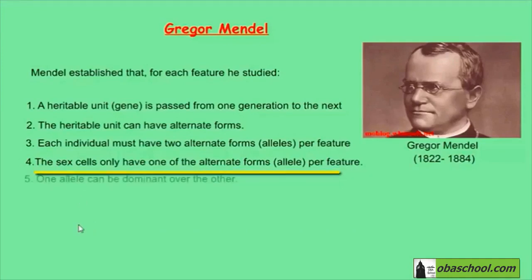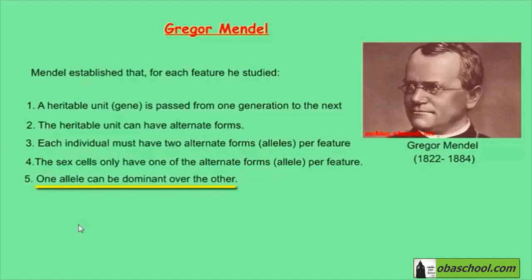And he found that one allele can be dominant over the other in cells. So one feature is dominant and the other is recessive. So each individual has two alleles. One is dominant and the other is recessive.